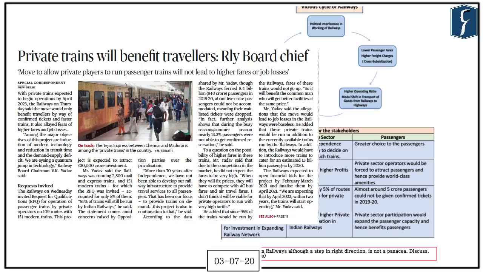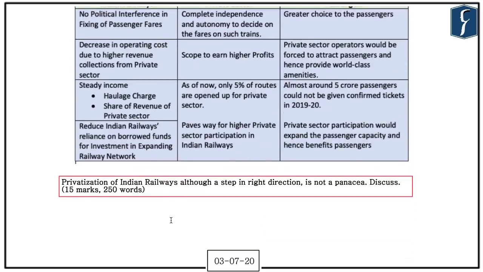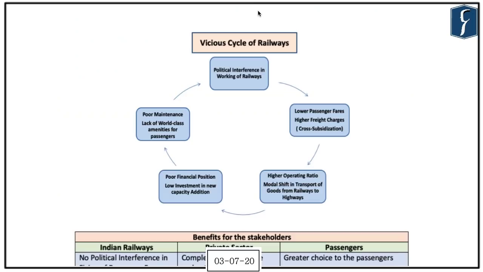So in this regard, first we will understand what the PPP model is and how it solves the problems faced by current stakeholders. And then finally we will understand other issues which Indian Railways is facing, and which this privatization might not solve, with the help of an answer to a mains question.